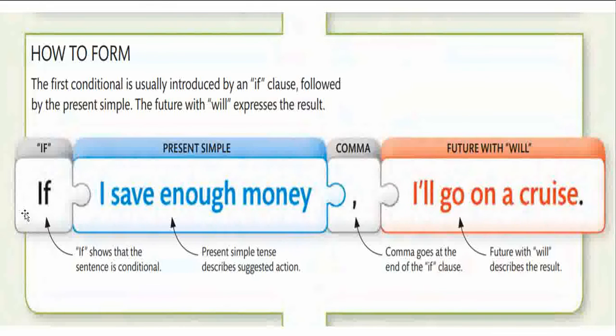Now let us see the structure. If I save enough money is a conditional clause. That is why we add a comma to keep the conditional clause separate. And then we have the independent clause: I will or I'll go on a cruise. This is the likely result if you take action in the present. The word will describes the result. Future with will describes the result.